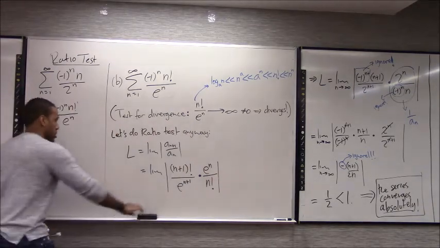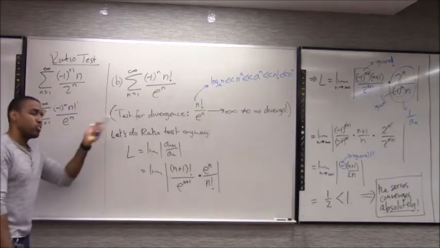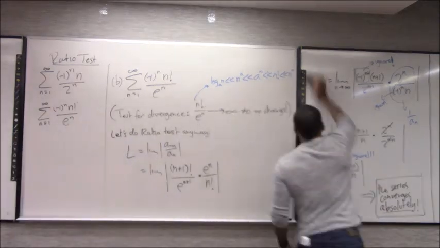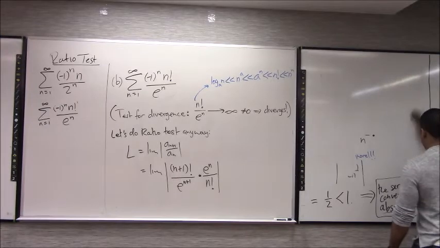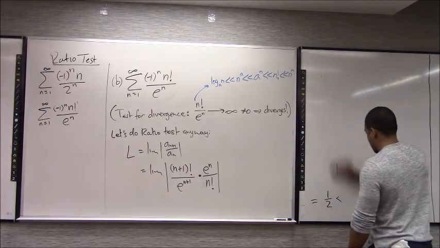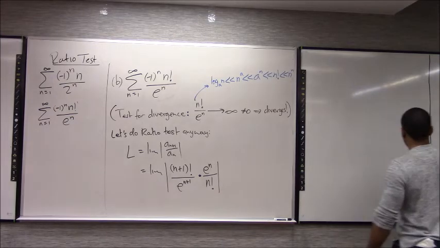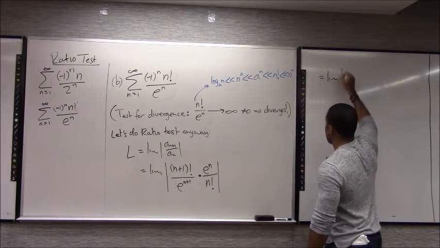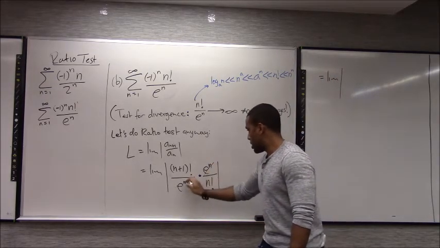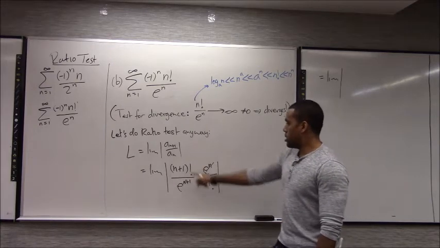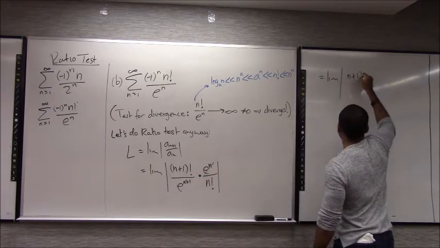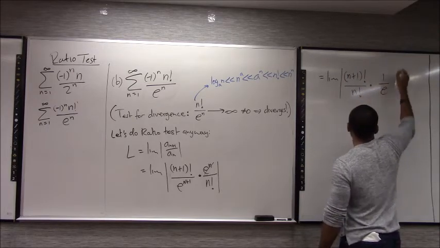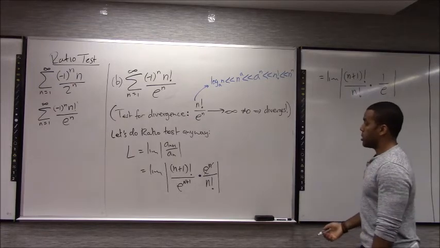So, had I not thought of test for divergence, which you really should be thinking of, and I just ran in with the ratio test, here's what it would look like. And what does that look like? Well, now this guy's going to cancel that. So if I have n plus 1 factorial and I divide by n factorial, what does that behave like? That gives you n plus 1. It just gives you n plus 1, right?